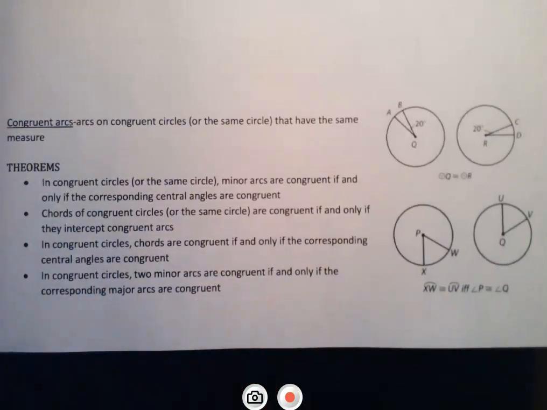Congruent arcs are arcs on congruent circles or the same circle that have the same measure. If you need a highlighter to highlight them or something. So what are the congruent arcs here? A to B and C to D. Okay, AB is congruent to CD. Remember how you would write that? You would have AB, a minor arc with the arc symbol over it, is congruent to CD.